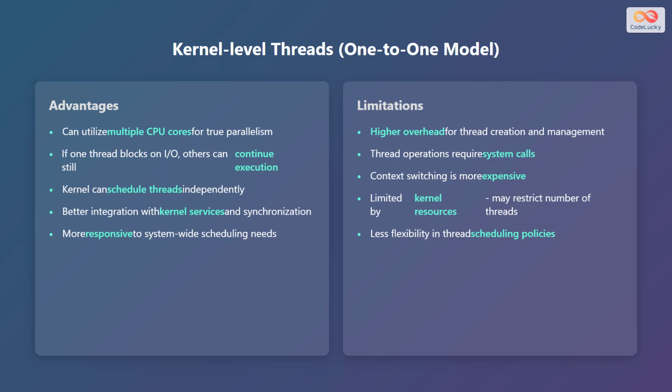The limitations of kernel-level threads are that it has higher overhead for thread creation and management. Thread operations require system calls. Context switching is more expensive. It is limited by kernel resources, which may restrict number of threads. It has less flexibility in thread scheduling policies.